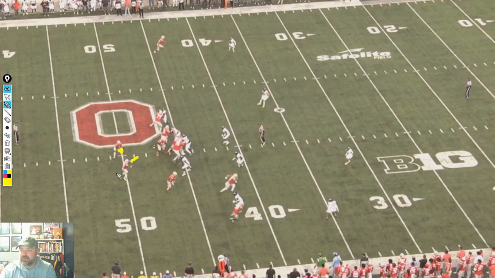You see his little hands there. He's a grown man, he's got big hands. Fake pitch. He's got his hands up, he's looking to block. And you can see then how that's going to trigger the defense.